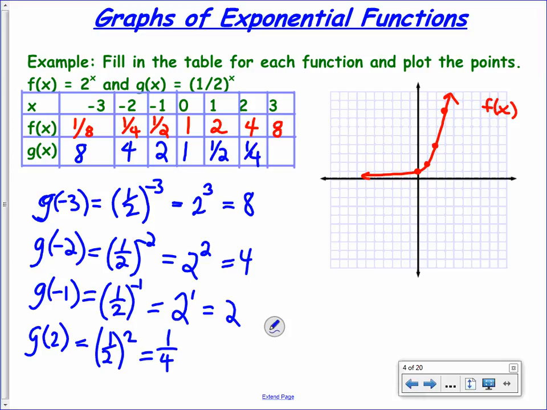And you've probably already noticed that our values are just flipping around. So if we plot these points, this graph also goes through (0, 1), and then we have (-1, 2), (-2, 4), and then (-3, 8), and essentially it's going to look like this.